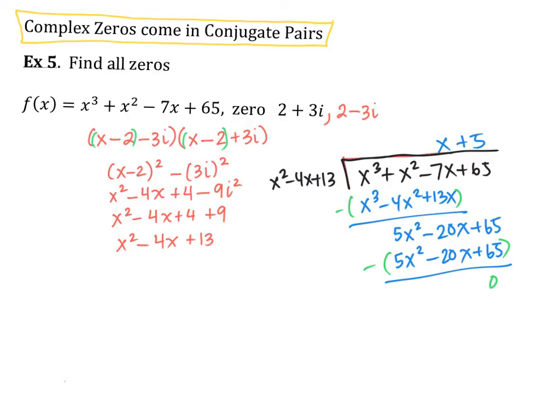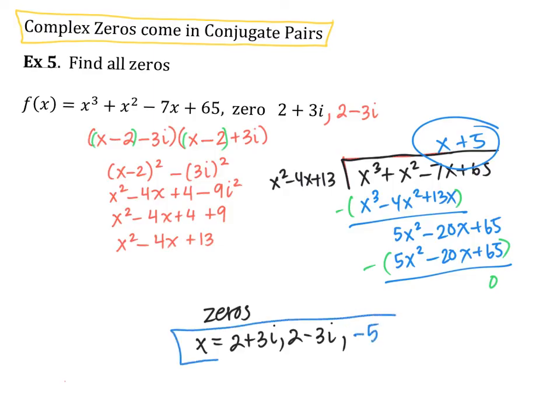Okay, now let me go back and read the question to make sure I'm answering the question. It says find all zeros. This is degree 3, so I'm going to get 3 zeros. From my zeros, I got x equals 2 plus 3i because it was given to me. I got 2 minus 3i because I knew they came in complex conjugate pairs. My last zero comes from this: if x plus 5 is a factor, then negative 5 is a zero. So those are all 3 zeros, and I got 3 zeros because it was degree 3.